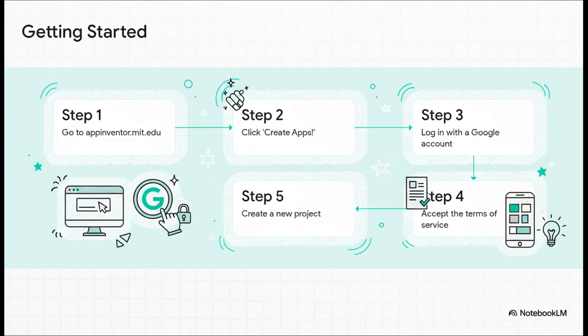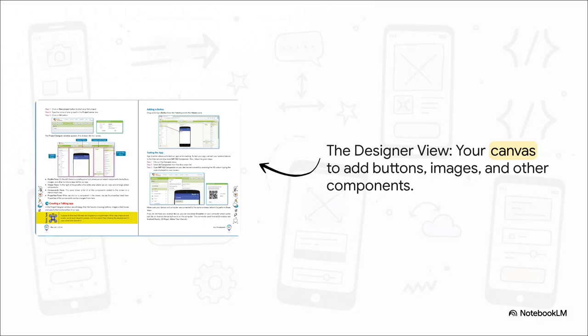And getting started is as easy as just going to a website. Seriously, you just log in with a Google account, and in probably less than a minute, you are looking at a blank canvas, totally ready to create your very first project. It's that simple. Once you're in, this is what you'll see, the designer view. Just think of this as your digital canvas. You can literally drag and drop all the pieces of your app right onto the screen. Buttons, text boxes, images, whatever you want. This is where you decide what your app is going to look like.